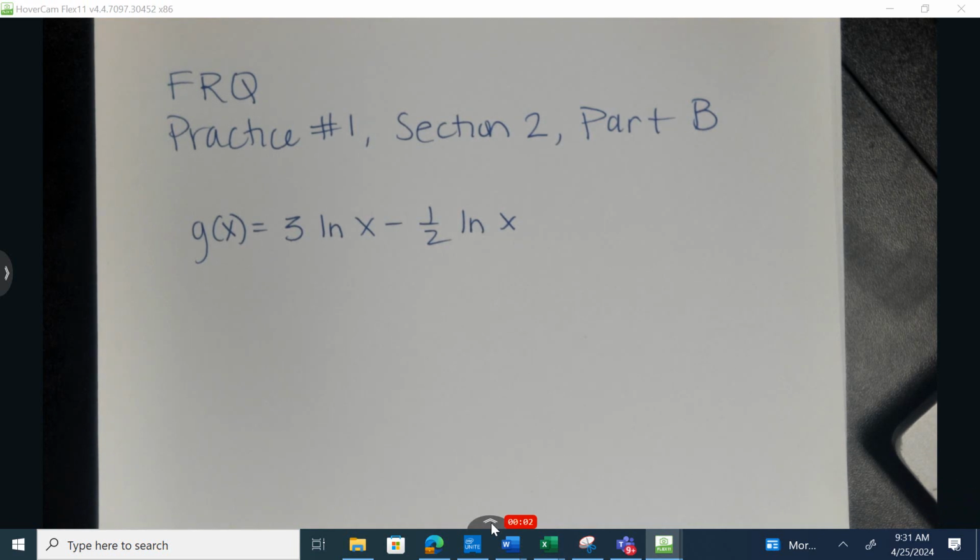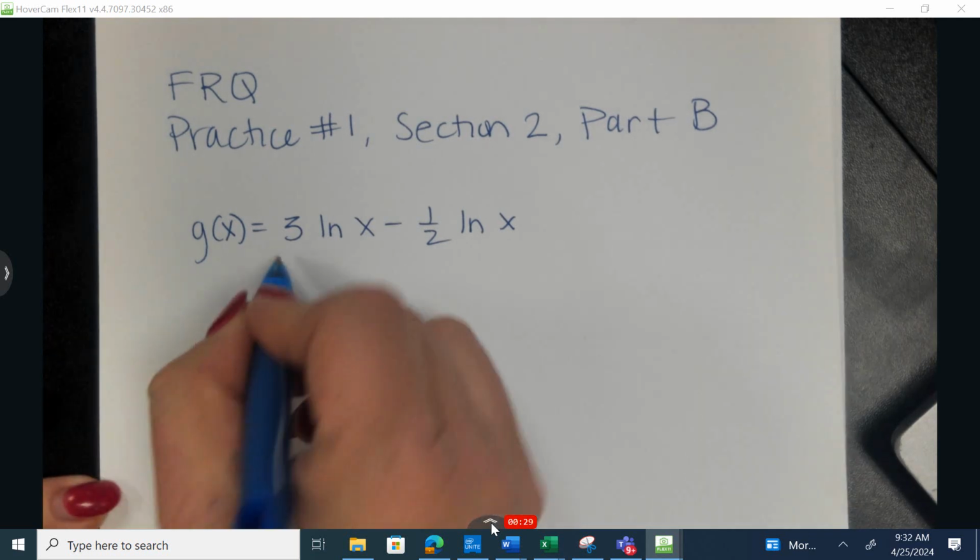Alright, so this is FRQs, and in this FRQ we are on Practice 1, Section 2, Part B. No calculators are allowed, and we are going to rewrite both function g of x and h of x in a simplified expression. We do not want any part to have a negative exponent. We also need to state if we have a domain that needs to be adjusted.